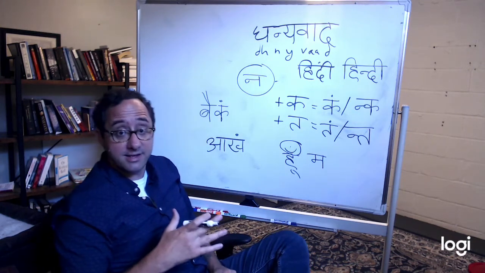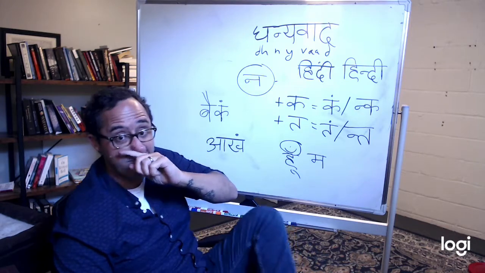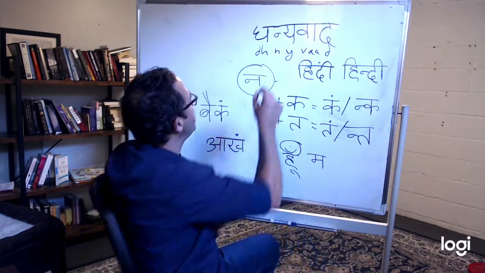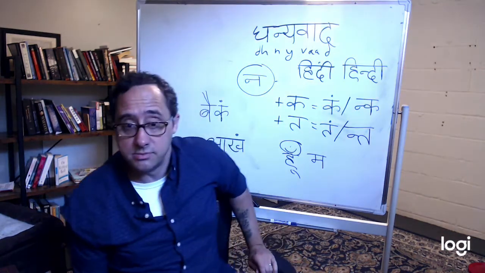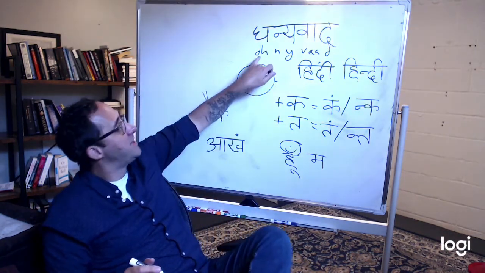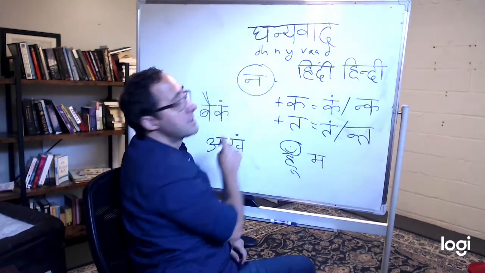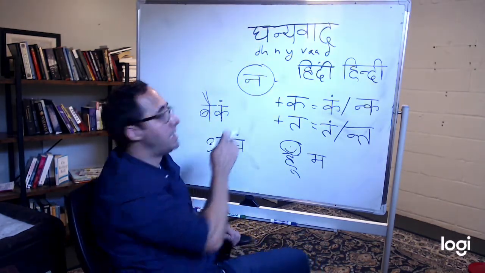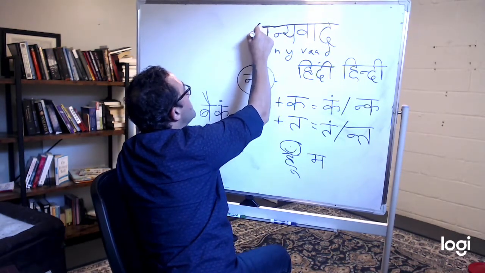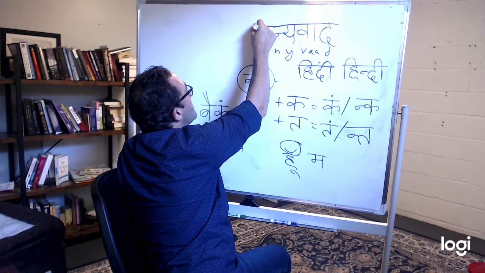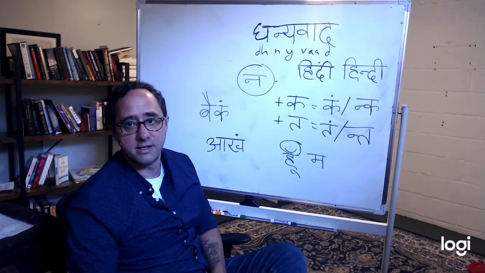But in the word dhanyavad, unlike Hindi, which usually is spelled like this, I've noticed, in dhanyavad, which means thank you, dhanyavad. Dha, notice it's not a closed, or it would be gha, gha. It's not closed. Dhanyavad, dhanyavad.